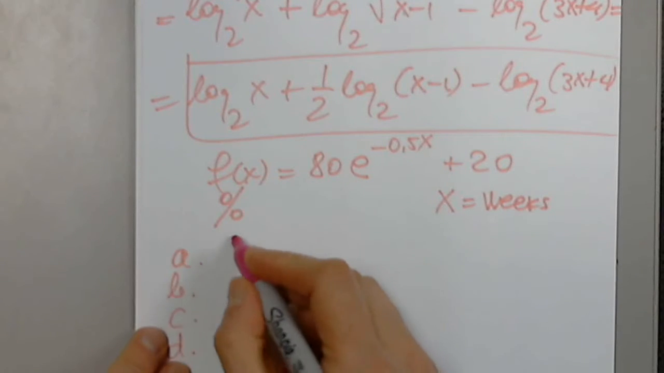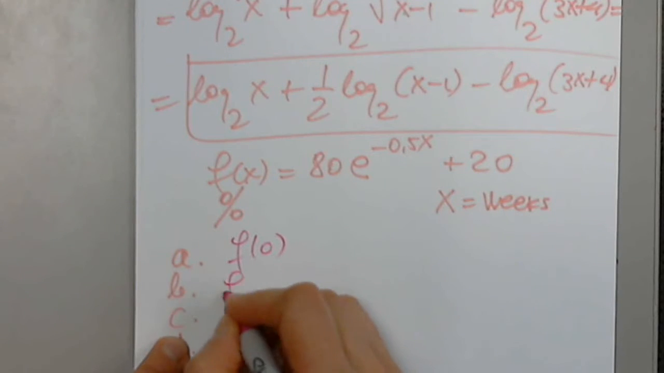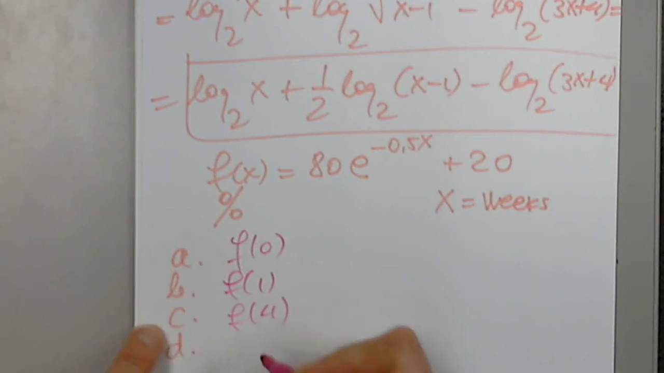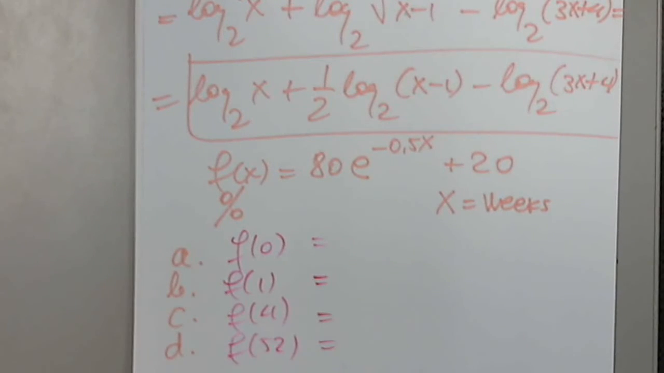F of 0, yes? In the next one, F of 1, yes? F of 4? F of 52. Very good. So let's put the function in the graphing calculator.